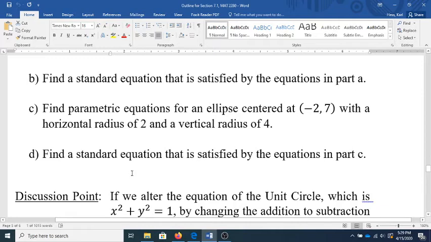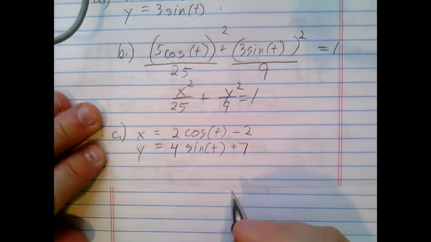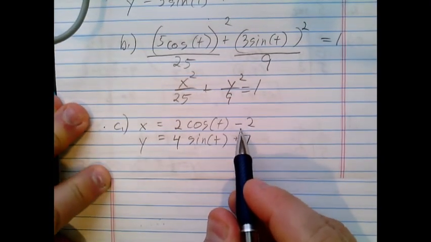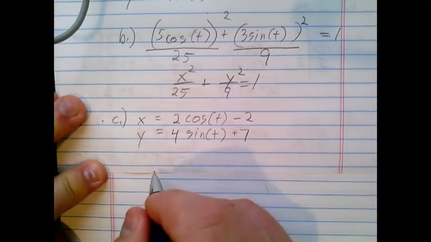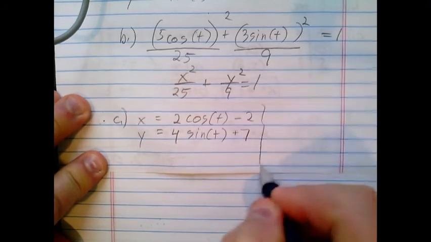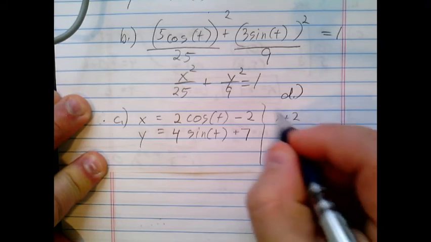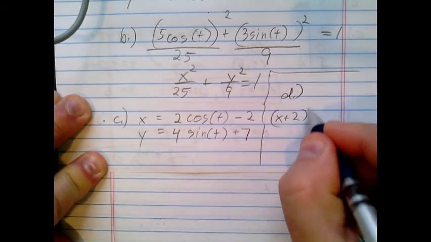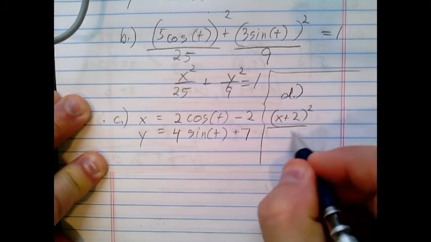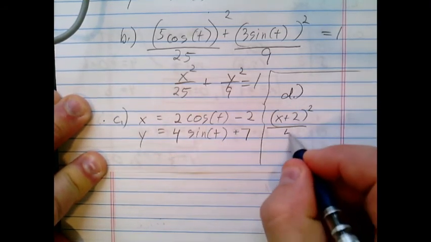Okay, so to find the standard equation, remember in the standard equation, stuff's kind of backwards. We subtract from x, so it'd be x minus -2. That would be x plus 2. So we're doing part D over here. X plus 2 squared. But remember, we also have to divide by the square of this horizontal radius in an ellipse.